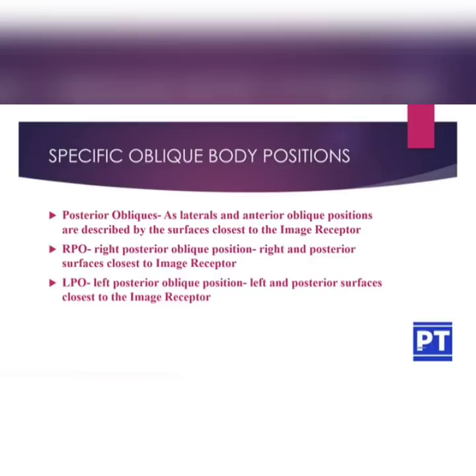When the patient's right anterior aspect is in contact with the image receptor, we call this right anterior oblique, and when the patient's right posterior aspect is in contact with the image receptor, then it is known as right posterior oblique. Likewise, when the left posterior aspect is in contact with the image receptor, it is known as left posterior oblique position.